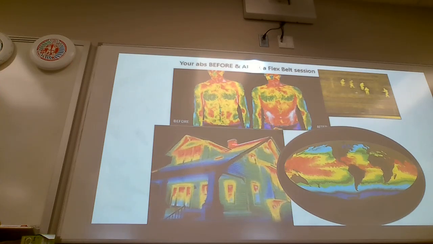You can take thermal imaging cameras and do an inventory of how well your house retains heat. So notice where the heat is escaping out into the atmosphere.